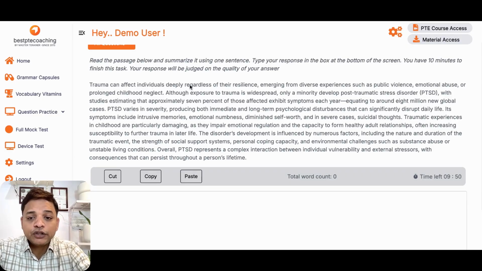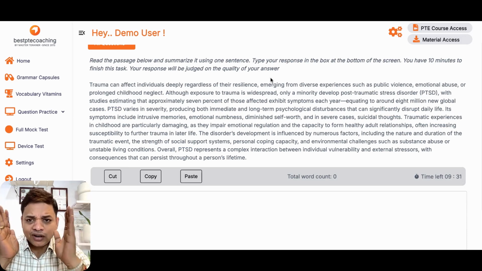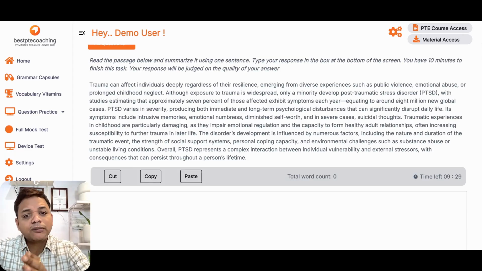Trauma can affect individuals deeply, regardless of their resilience, emerging from diverse experiences such as public violence, emotional abuse, or prolonged childhood neglect. It's about trauma. It can affect individuals that are even resilient. Okay, so it's about trauma. It can affect anybody. A strong person also can get affected by trauma.